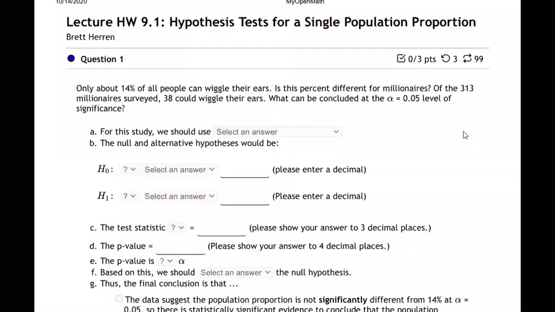So we're beginning hypothesis tests now. This is kind of the big deal in statistics. We've really arrived at this point. Hypothesis tests are the major deal in statistics, and this is what chapter 9 is all about.